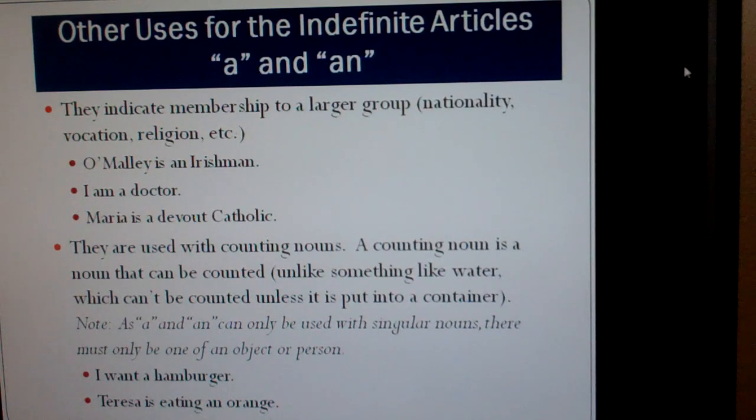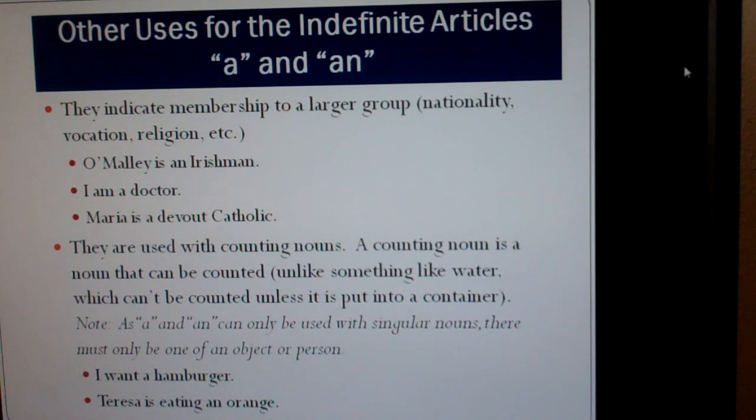As a and an can only be used with singular nouns, there must only be one of an object or person. I want a hamburger. This is saying one hamburger. I'm not saying I want some hamburgers. I'm saying I want a hamburger, one hamburger. A hamburger can be counted, therefore you use a or an.